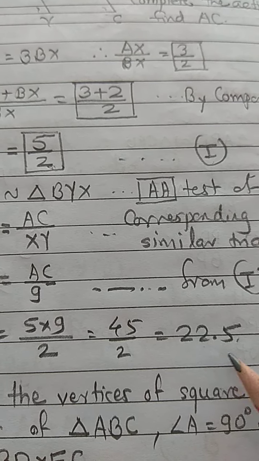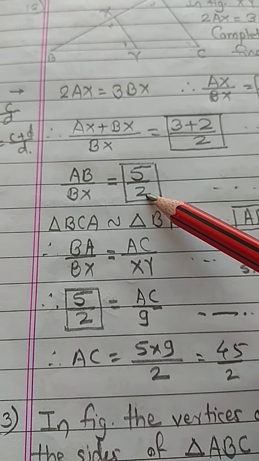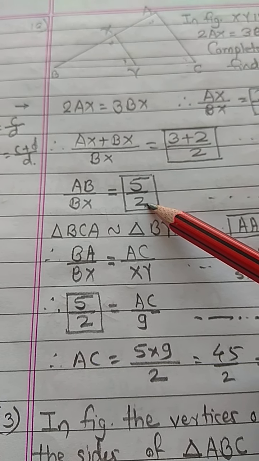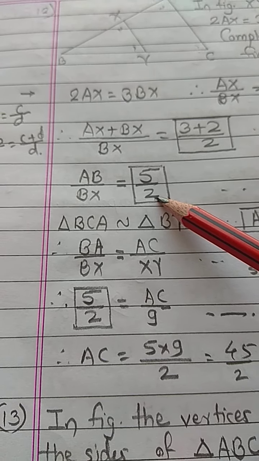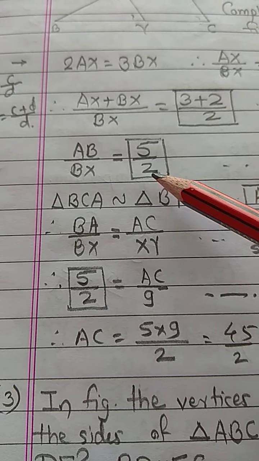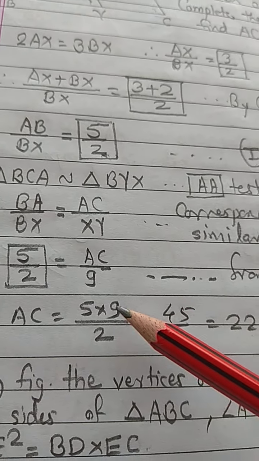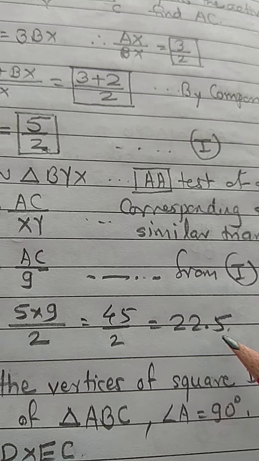So the answer in the textbook is different because of this misprint. They have written 3 here by mistake. So keep in mind it should be 5 by 2, and because of that 5 by 2 the answer will come 22.5.